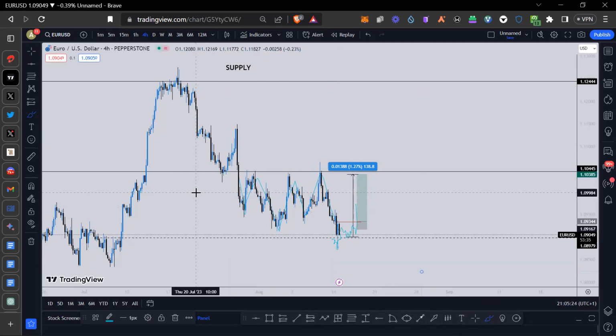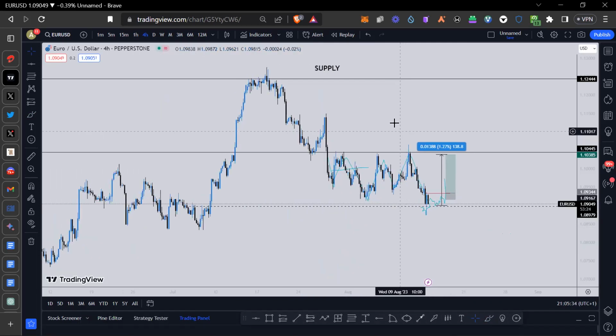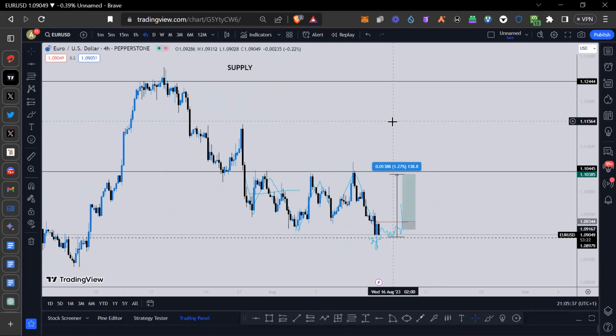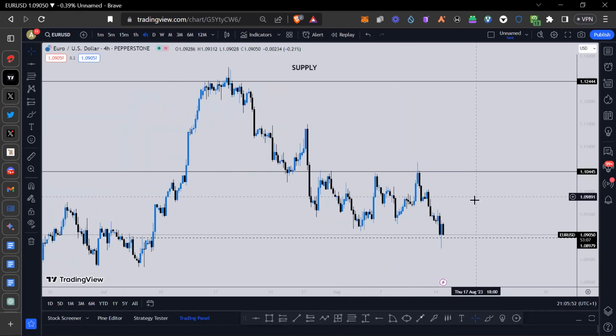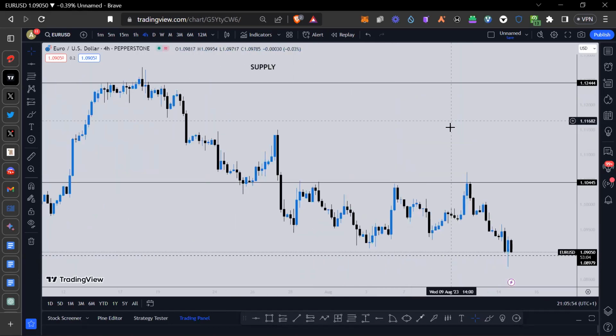So as long as price doesn't break this level here, we'll still be bearish in the market. So all you have to do is just know where you are in the market. You understand? Let me remove all the drawings so you can see everything clearly. So you just have to know exactly where you are in the market, because you already understand how the trend works.